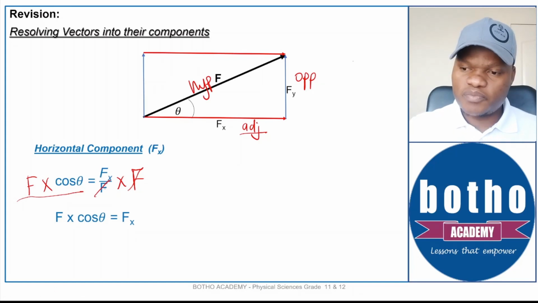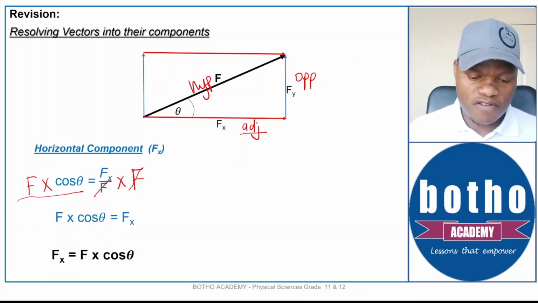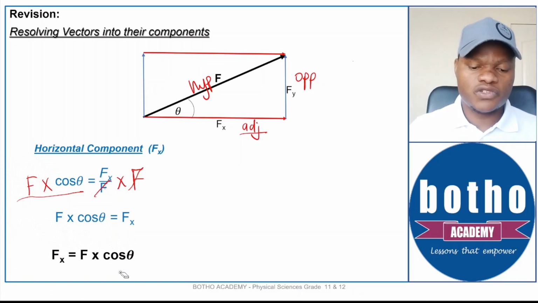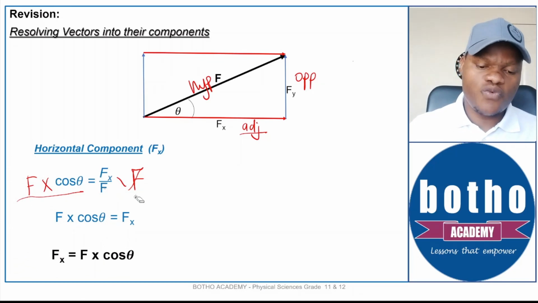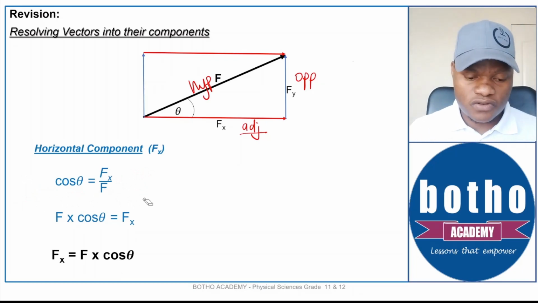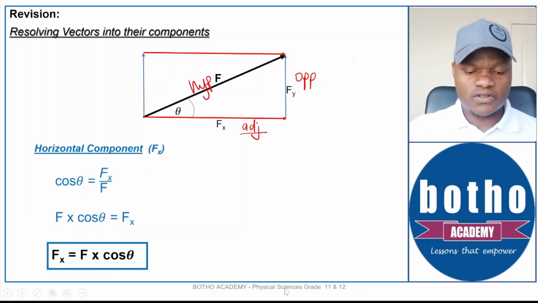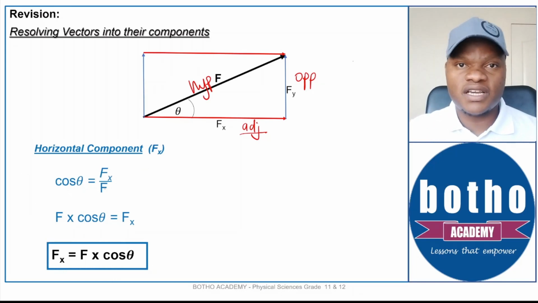Now in the next part, we write fx on the left hand side. We say fx is equal to f times cos theta, and that is how we get the formula for the calculation of fx. So fx is calculated using the formula fx is equal to f multiplied by cos theta, and that is how we get to that formula by using simple trigonometric functions.